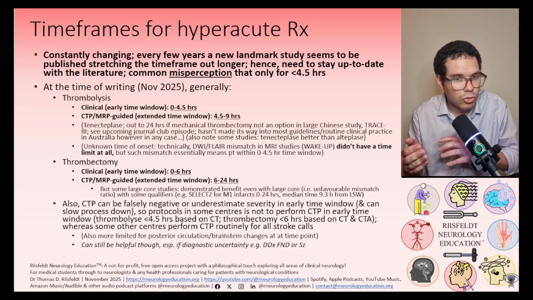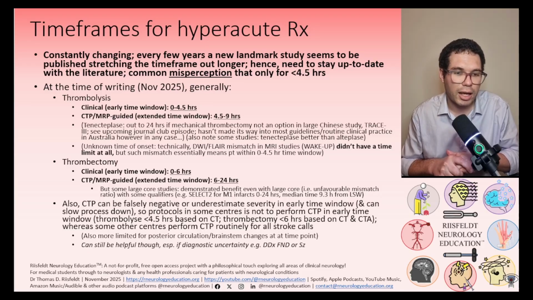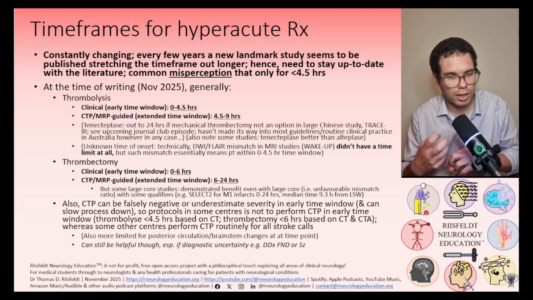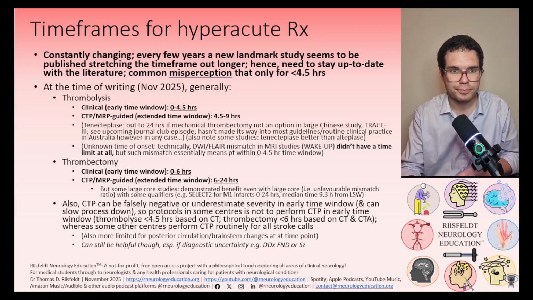In the first hour or two, you can have completely normal perfusion imaging and you can be misled by that. And also, you have to be careful in the posterior circulation and in the brainstem in particular, because we know that CT perfusion is much less sensitive for posterior circulation changes.